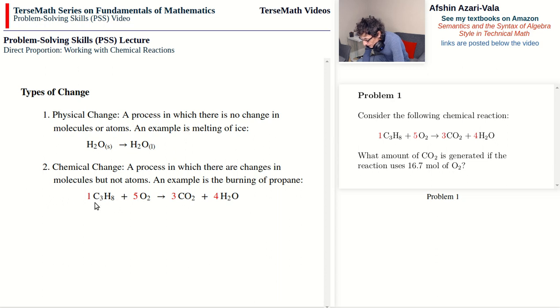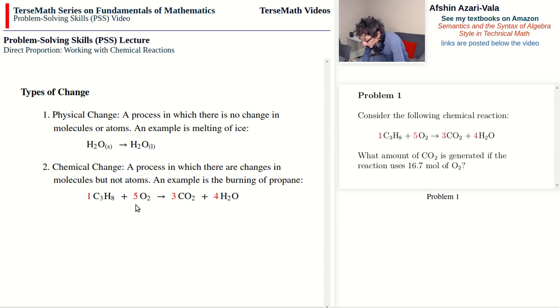And so if you now count the total number of carbon atoms on the left, we have 1 times 3 for a total of 3 carbon atoms, and here we have 3 times 1 for a total of 3 carbon atoms. So now we have accounted for all of the carbon atoms. For hydrogen, 1 times 8, we have 8 hydrogen atoms to begin with, and now we have 4 times 2. 4 molecules, each one has 2 hydrogens, for a total of 8. And so no hydrogens have been destroyed and no hydrogens have been created.